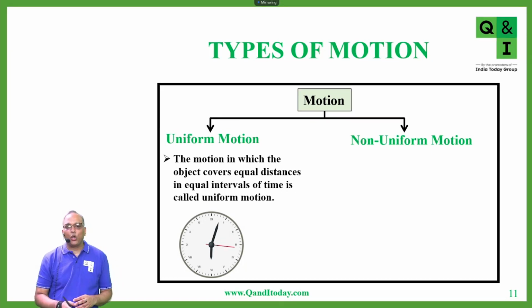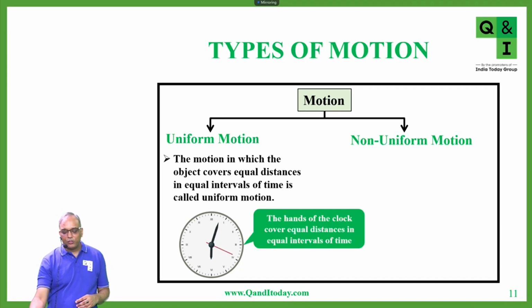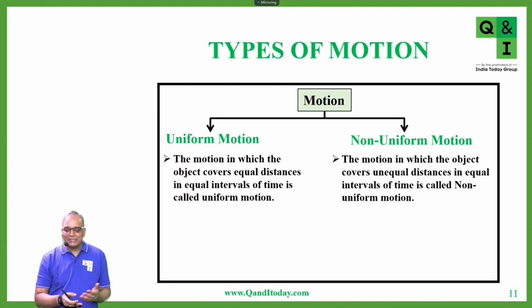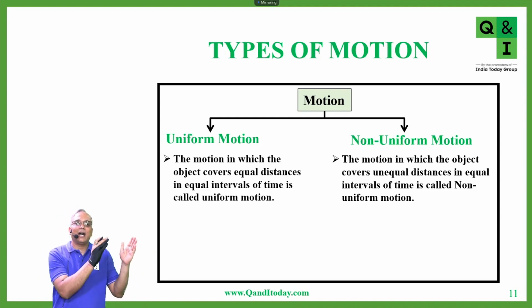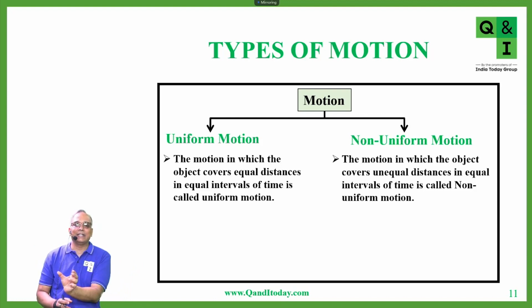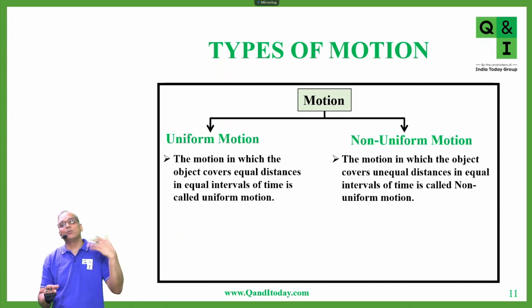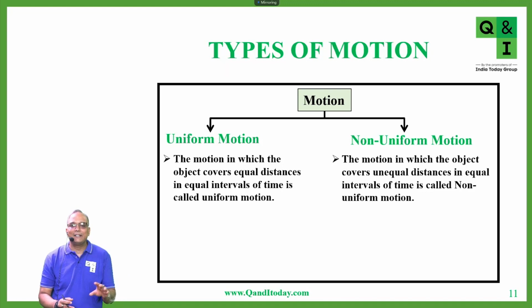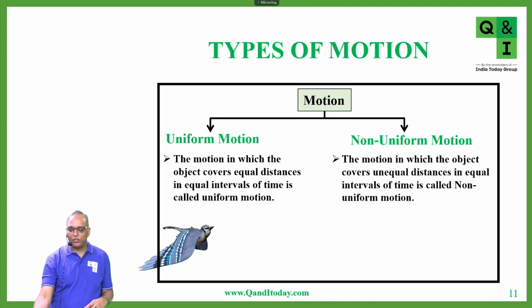Now, second, non-uniform motion. The definition of non-uniform motion is that the motion in which the object covers unequal distances in equal intervals of time, right? So let's say every second, the first second the body moved 2 meters, the second second it moved 4 meters. Then again, the third second it moved 1 meter. So here the body is moving unequal distances in equal intervals of time. The interval of time is fixed, 1 second. But every second the body is moving an unequal distance. So in that case, we say that the body is in non-uniform motion. Is it clear the difference between uniform motion and non-uniform motion?